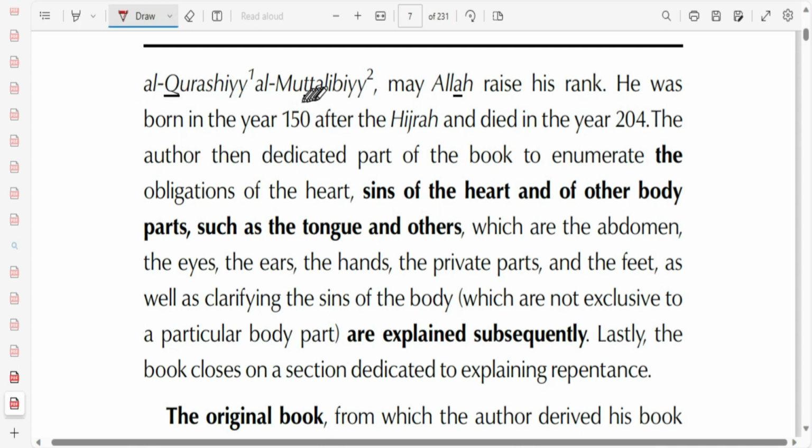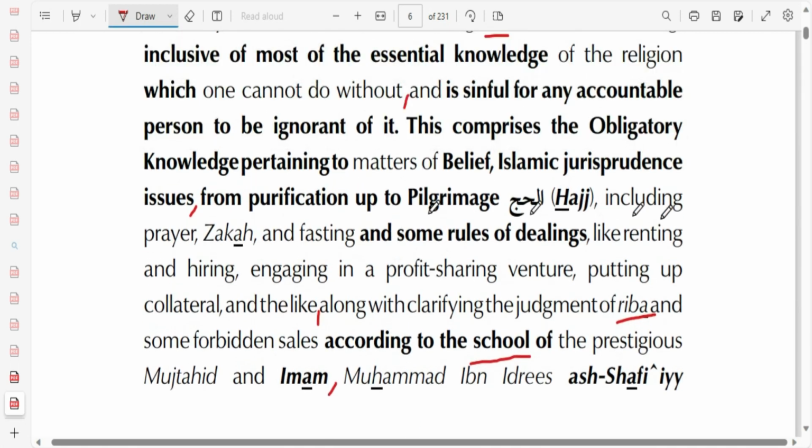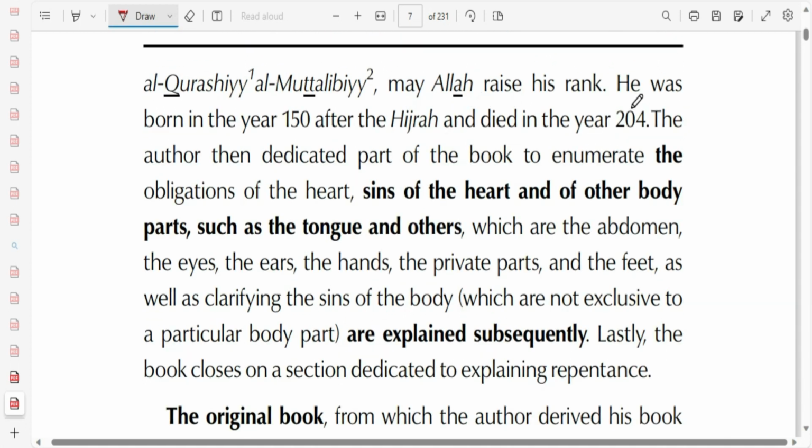Ash-Shafi'i al-Qurashi al-Muttalibi. May Allah raise his rank. So they have some footnotes here. What does Qurashi mean? What does Muttalibi mean? Looks like the word riba here needs a footnote, since they didn't translate it and they didn't put a footnote. May Allah raise his rank.